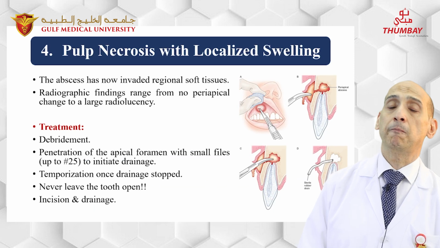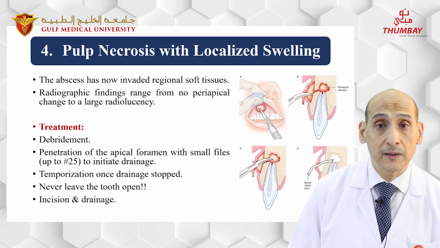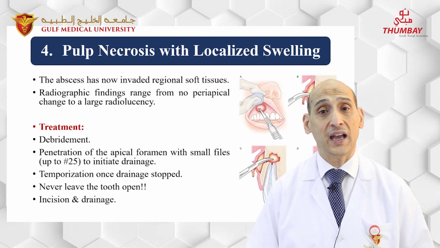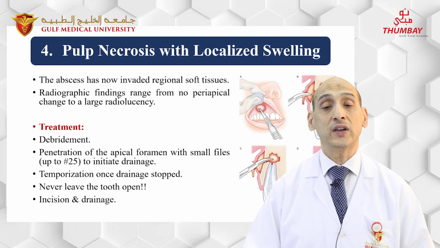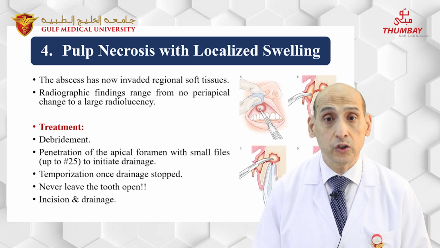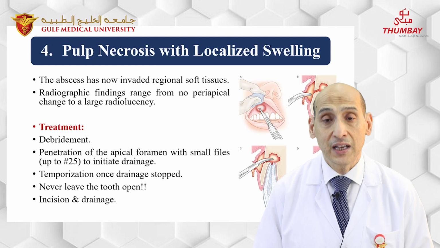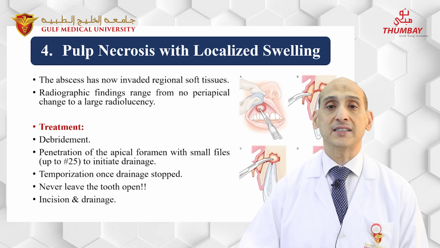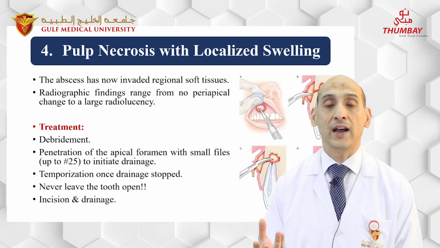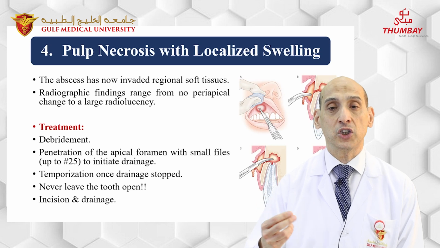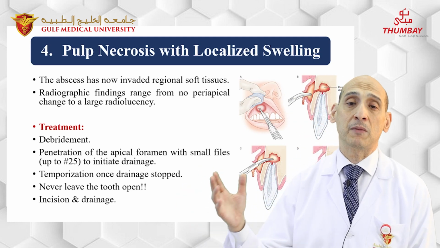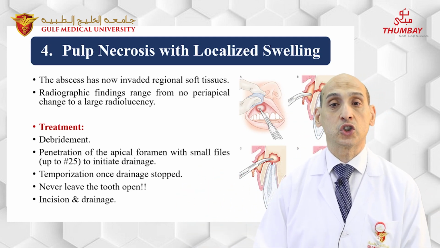If I have a case with pulp necrosis with a localized swelling, I need to start first by doing access cavity. During access cavity, some cases drain the pus from the root canal due to the pressure in the periapical lesion. Some of the cases will not. In some cases I need to negotiate or violate the apex. With a small file, I can extend my preparation beyond the apical constriction up to file 25 or maximum 30, to ensure drainage of the pus.